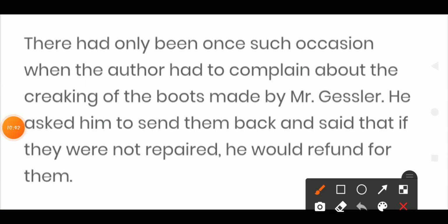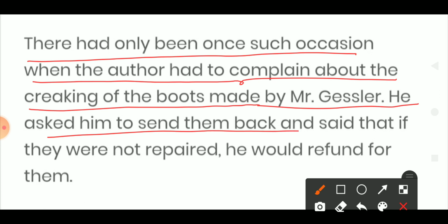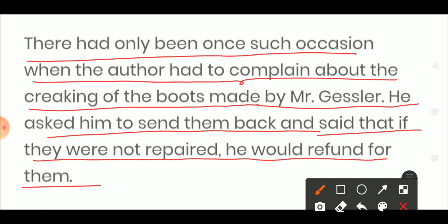Okay, let's continue, students. There had only been one such occasion when the author had to complain about the creaking of the boots made by Mr. Gessler. He asked him to send them back and said that if they were not repaired, he would refund them. So, there was not a particular occasion when the author had to complain about the shoes, other than one time when the shoes that Mr. Gessler made created a cracking sound.